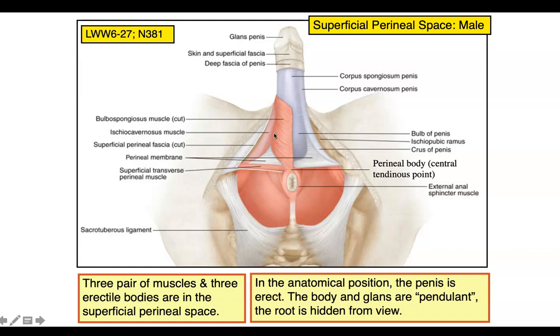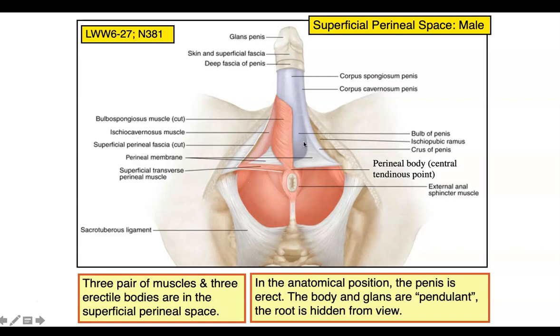And also these muscles cover the erectile tissues of the penis. So within the superficial perineal space, these are the erectile tissues, which are the bulb of the penis in the center, and on each side, the two crura of the penis. The crus of the penis, you can see, is attached to the ischiopubic ramus. The ischiopubic ramus gives attachment to the crus of the penis.